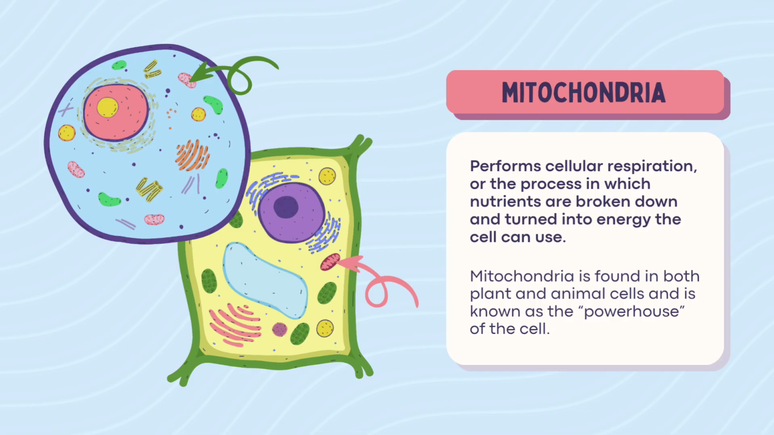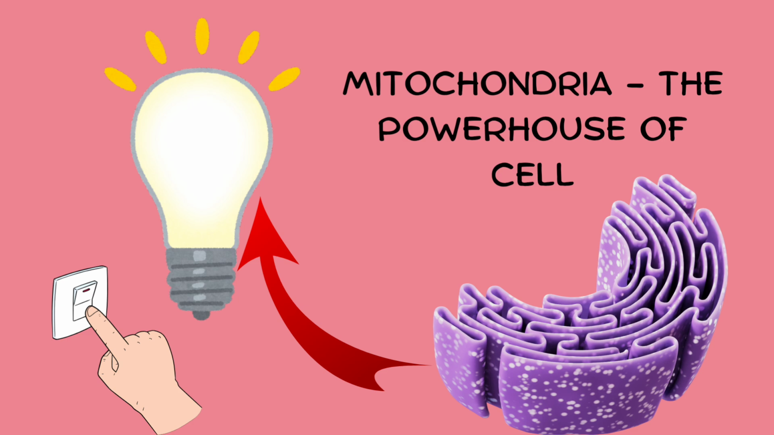survive. Now, let's see mitochondria, often called the powerhouse of the cell. Mitochondria perform cellular respiration, breaking down nutrients into energy the cell can use. Without mitochondria, the cell wouldn't have enough energy to perform tasks like growth, movement, and reproduction.